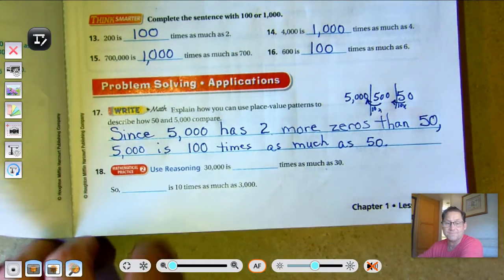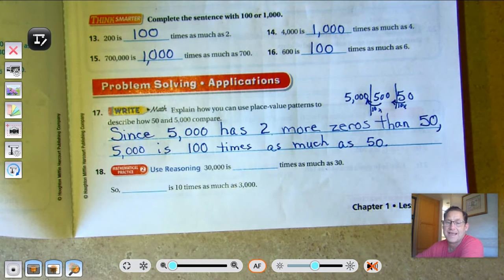All right, so let's use reasoning. 30,000 is how many times as much as 30? Well, how many more zeros are there in 30,000 than 300? 30 has one zero.